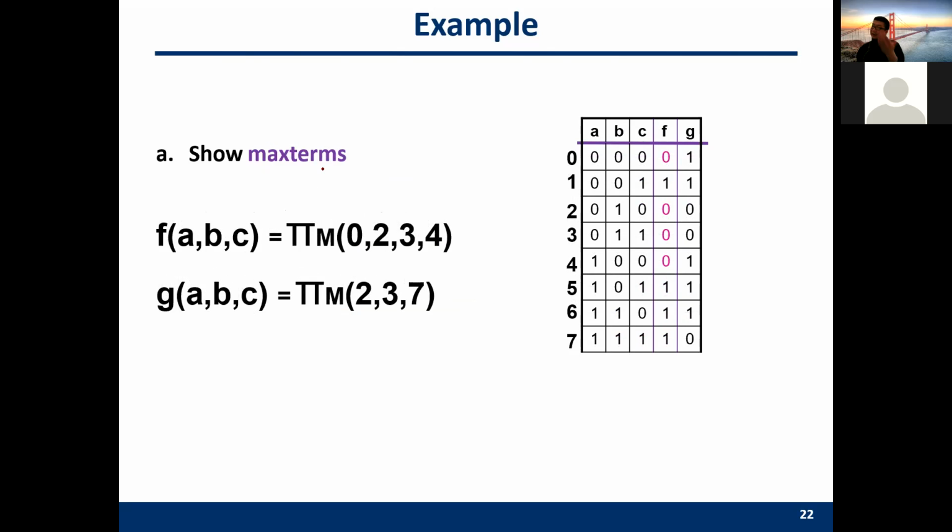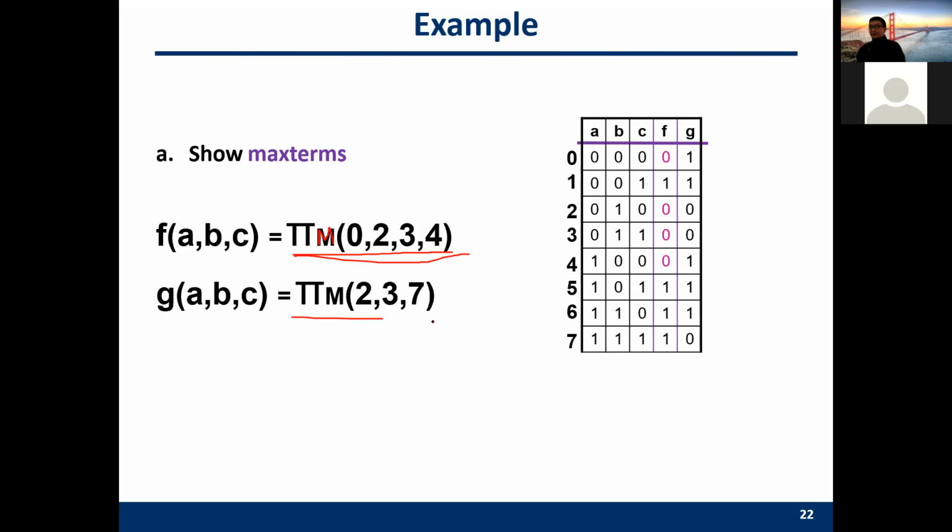And we can also express this function by the maxterm. The maxterm is a capitalized pi. We need to multiply all the rows which can generate a 0. So for function F, the first row, yes. Second row, no. Third row, yes. Although this is the third row, we need to write its index, which is 2. And the next row, yes, you can list all the rows which can generate a 0.